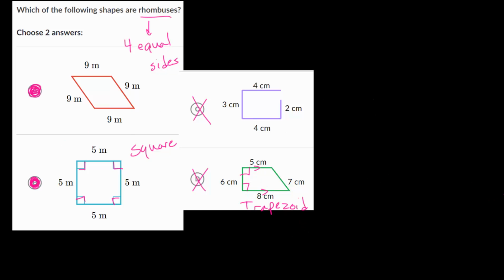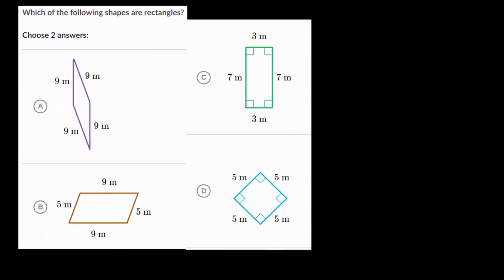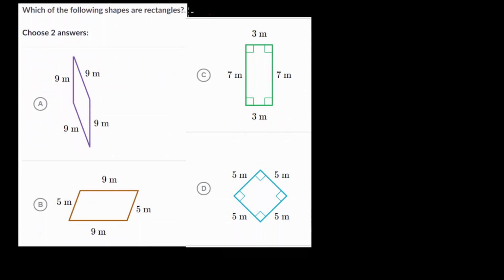So let's look at another example. And in this one, we need to know which of the shapes are rectangles. And the definition of a rectangle is that it's a quadrilateral with four right angles. So all of the angles need to be 90 degrees. And the side lengths don't really matter. They could be really anything as long as the opposite sides are going to be equal. And that comes from the fact that all of the angles are right angles.